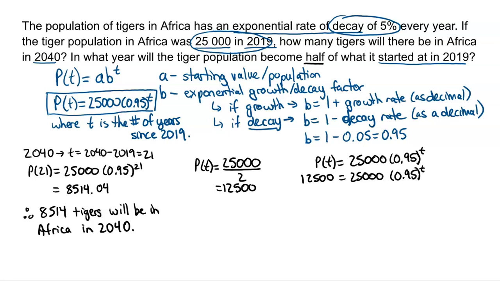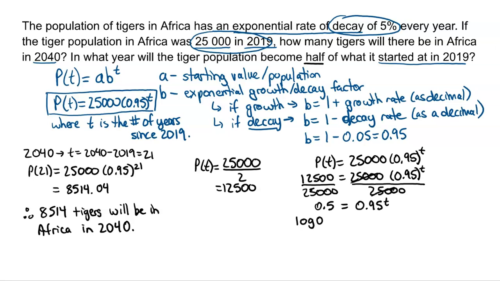So I'm replacing the p of t with 12,500, and I'm going to try to rearrange the equation to solve for t. Now, the first thing we have to do if we're trying to rearrange this equation is multiply or divide first. We want to deal with the exponent last. So we're going to divide here to cancel out the 25,000 from the right side, and I get 0.5 or 1/2 on the left side. And so 0.5 is equal to 0.95 to the power of t.